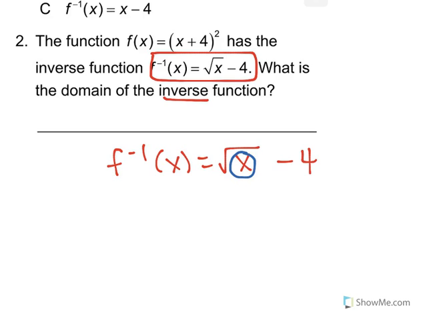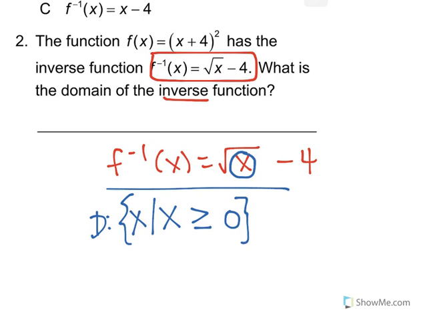So since we know that x is under the square root, for any square root function, we can only take the square root of positive numbers and not anything less than 0. So we can just have the domain set at x is greater than or equal to 0. And since that is the only restriction we have, we can just conclude that the domain is x such that x is greater than or equal to 0. So that is the answer.